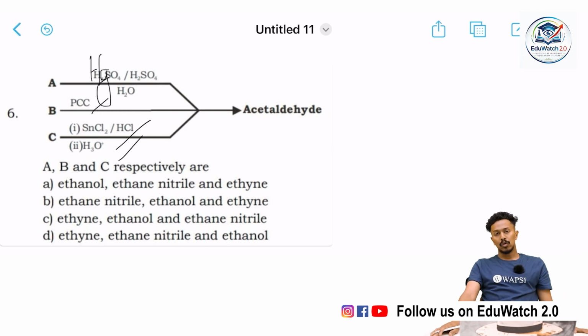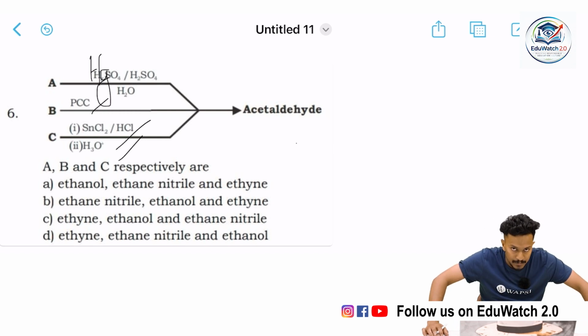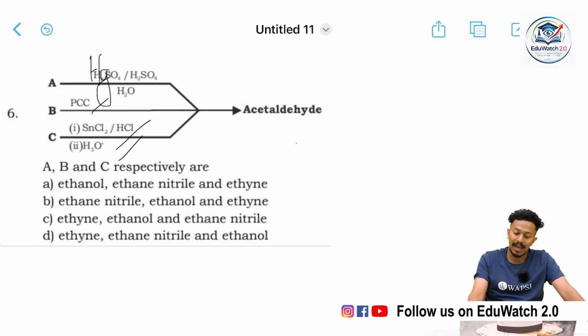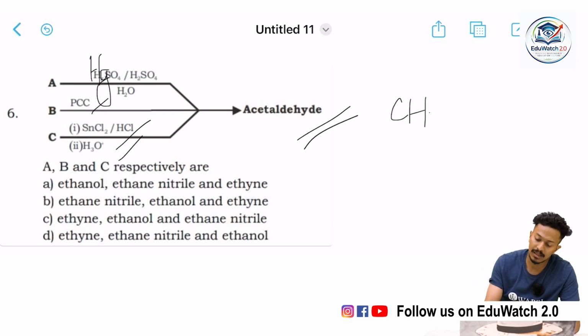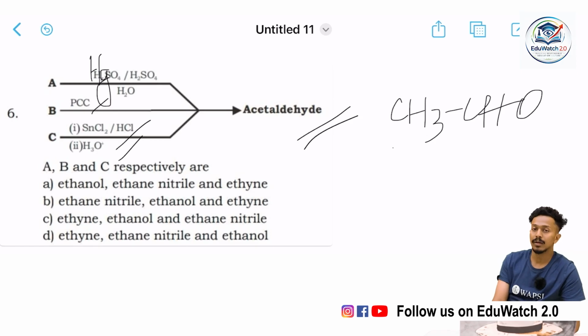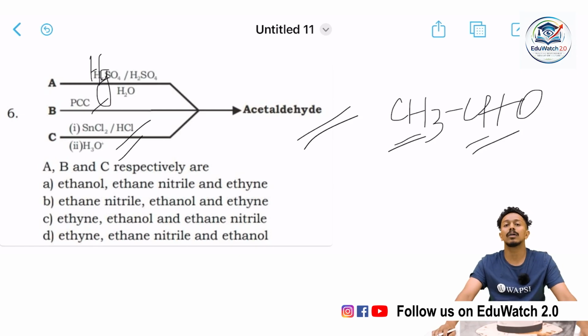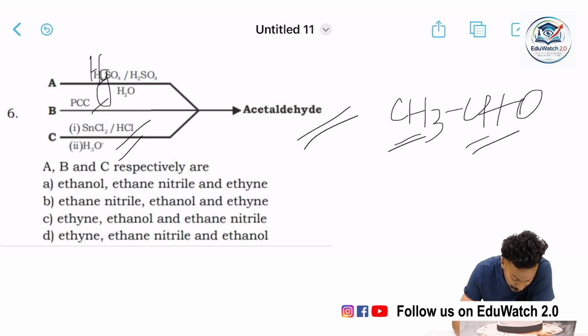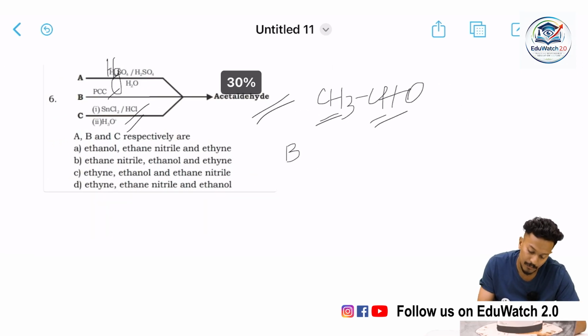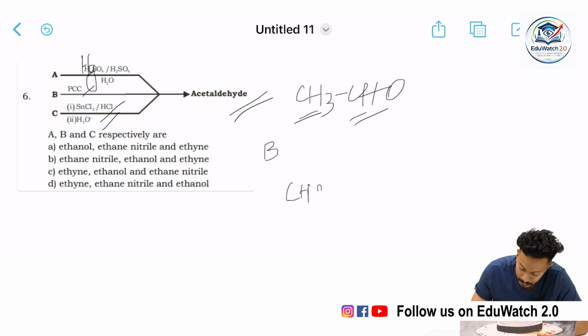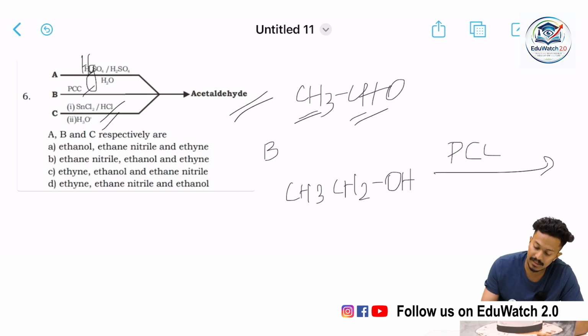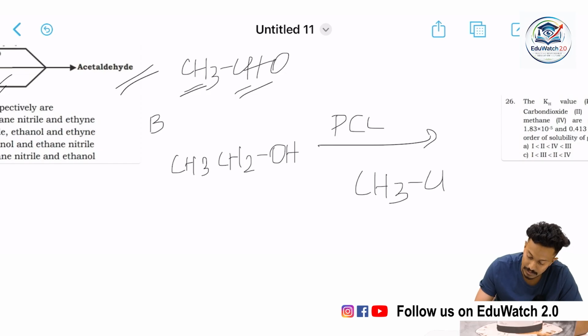We all do know that pyridinium chlorochromate is a mild oxidizing agent which is used for conversion of alcohol to aldehyde. We have to find out here an acetaldehyde. What is acetaldehyde? CH3CHO. You have to find CH3CHO from an alcohol with the same number of carbons. Two-carbon aldehyde has to be formed from a 2-carbon alcohol. So the correct option B would be ethanol. When ethanol, CH3CH2OH, is treated with a mild oxidizing agent we get CH3CHO, acetaldehyde.